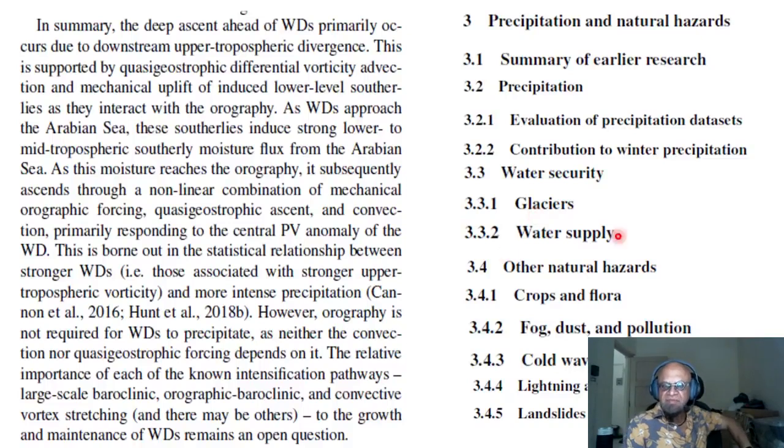Water supply impacts, other natural hazards, so crops and flora, fog, dust and pollution, cold waves, lightning and hailstorms, landslides and avalanches. These are obviously all very important, and they are discussed in some detail in the review, but I'm not going to go into this because I'm mostly going to focus on some of the dynamics.